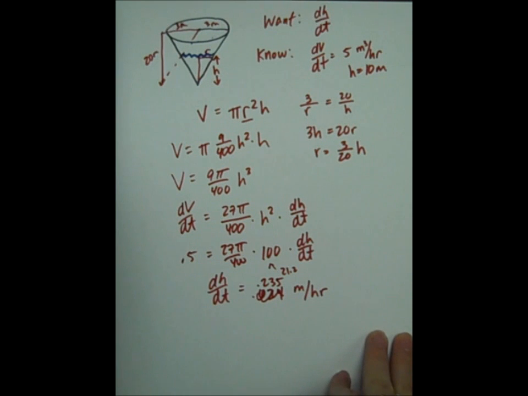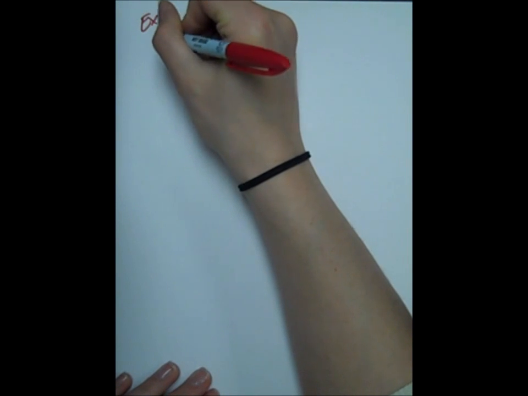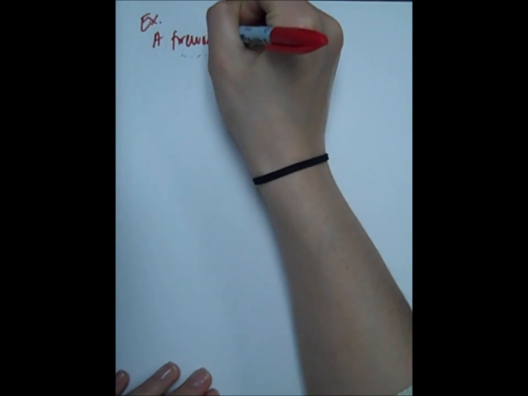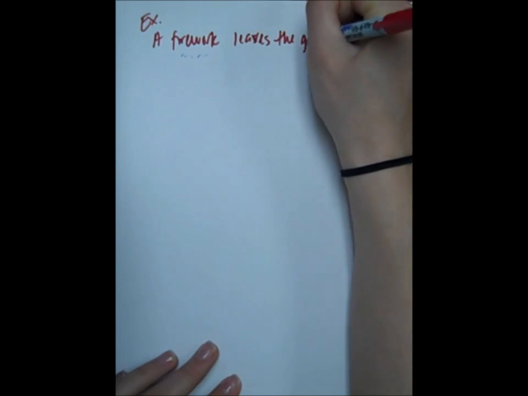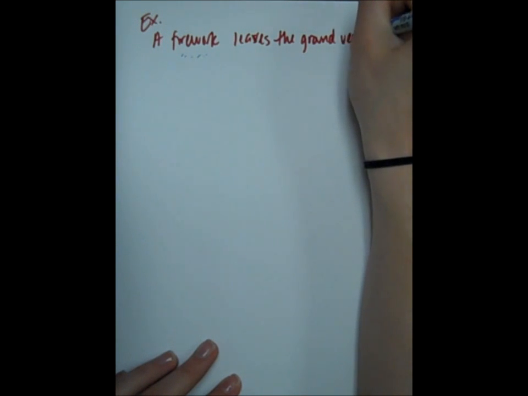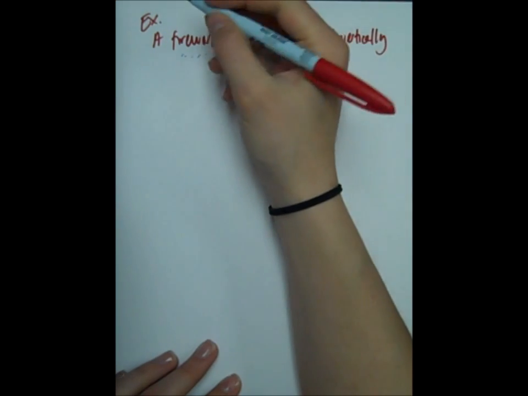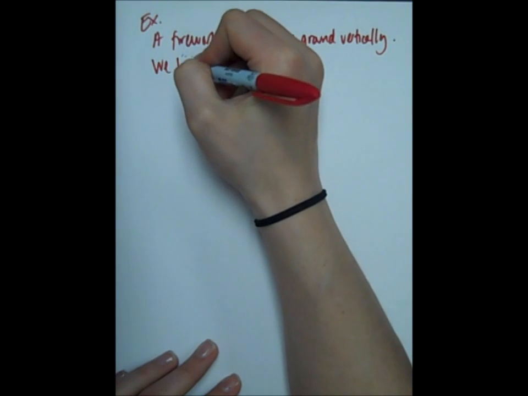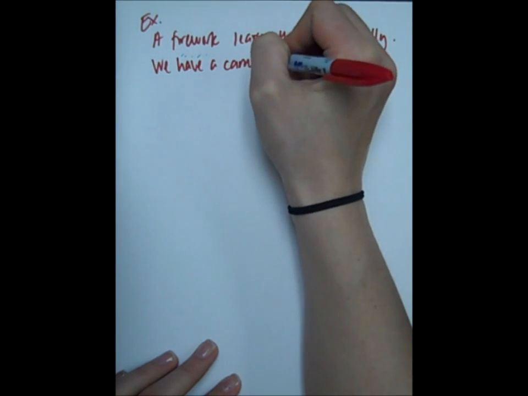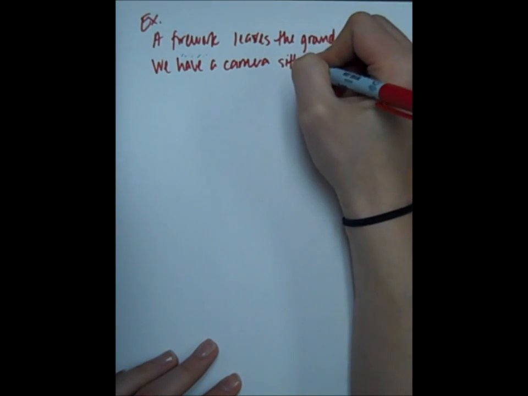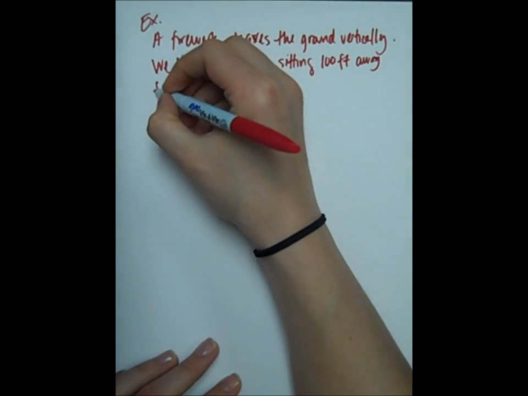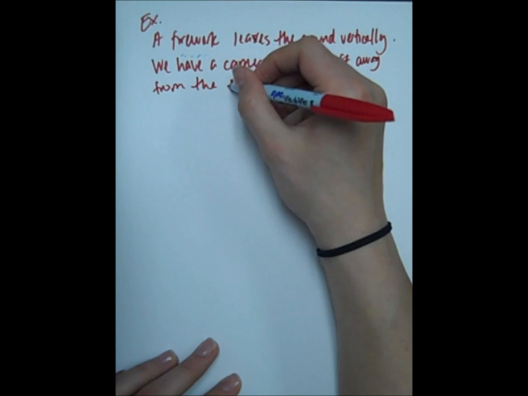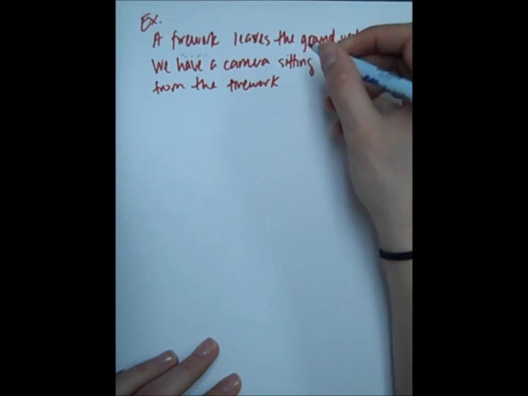Let's do one more of these that involves an angle. Let's say that a firework leaves the ground vertically, and we have a camera sitting 100 feet away from the firework, taking pictures.